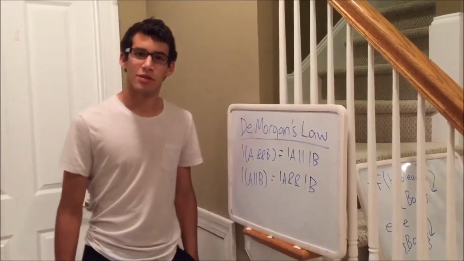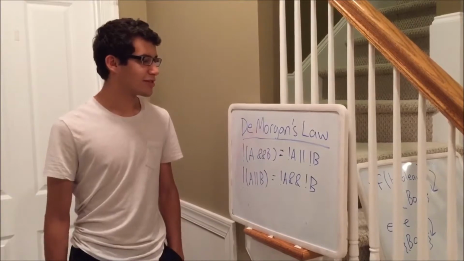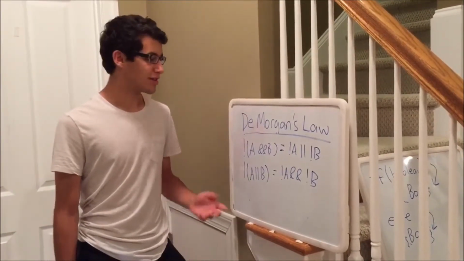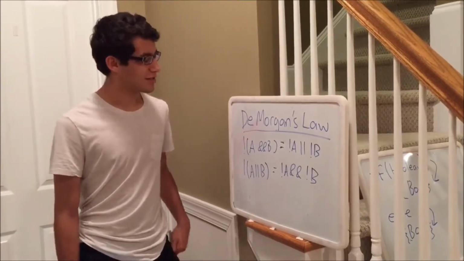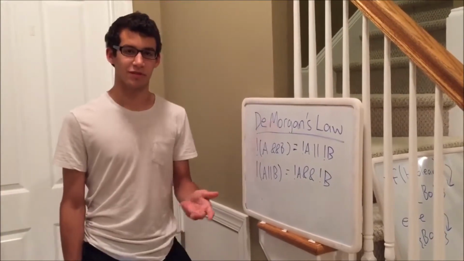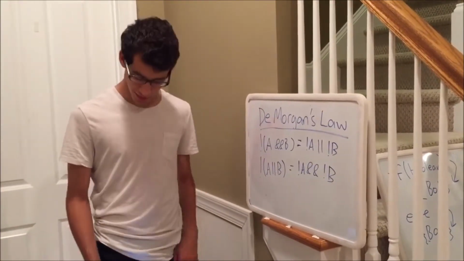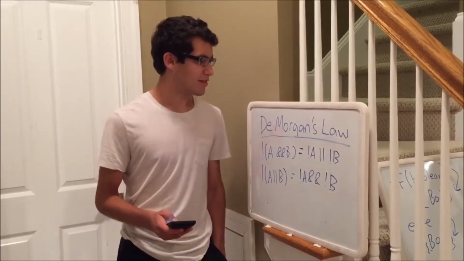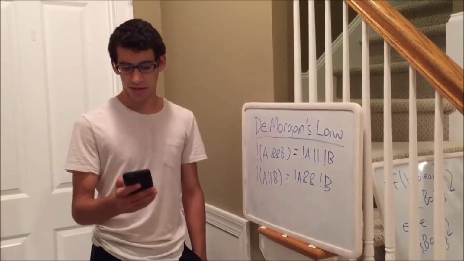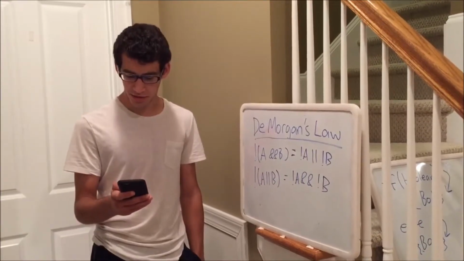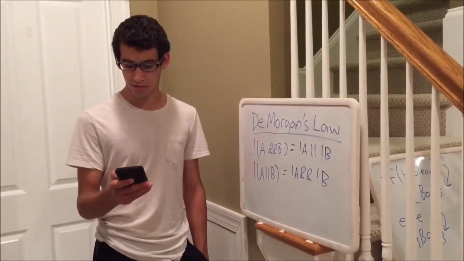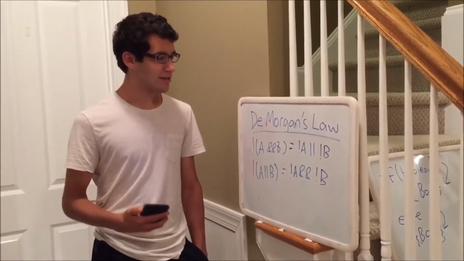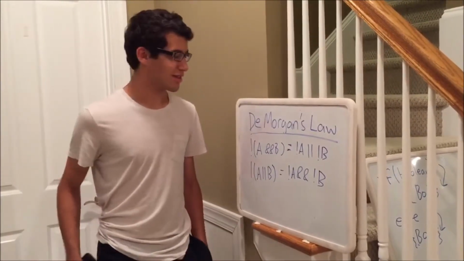Okay, so now I'm going to talk about De Morgan's Law. De Morgan's Law is kind of important because it has applications in Java and it helps your overall understanding of Boolean logic. The formal definition of De Morgan's Law is the negation of a conjunction is the disjunction of the negations. So, I mean, that doesn't really make a lot of sense.